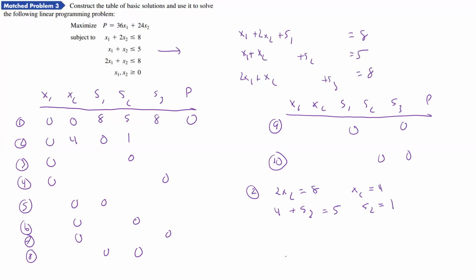So now we plug that in here, and so 2 times 0 plus x2, which we have 4, plus s3 equals 8. So s3 equals, subtract that, we get 4. And now we have 0, and then 4 times that, so that's going to be 96. And so that's what we get for that one. And that's how we're going to continue to work our way down. Now this one's going to be 1 and 0.